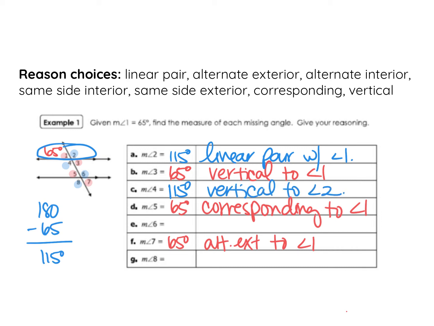So I know that those have to be the same, okay? 4 and 6 have to be the same because they're alternate interior angles. All right, and then 2 and 8, or 6 and 8, again, lots of different relationships we could use here. Those are also going to be the same. So I'm going to say 2 and 8 are alternate exterior.